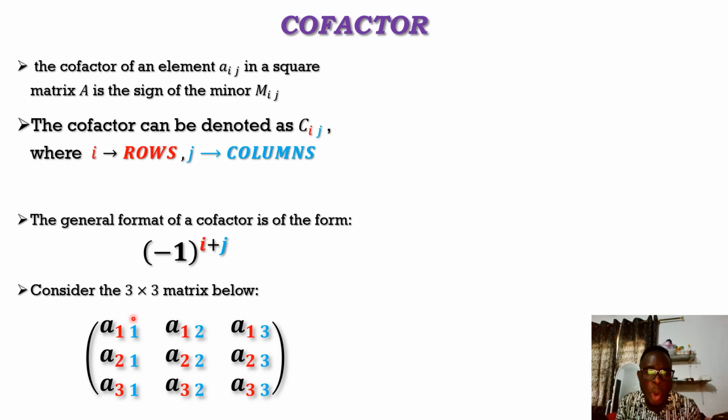So if I want to find the cofactor for the first element, which is in the first row and the first column, that is 1, 1, then what I need to do to know the cofactor is this: the i here will be 1, the j here will be 1. So 1 plus 1 is 2. So -1 to the exponent 2 will be a positive answer.